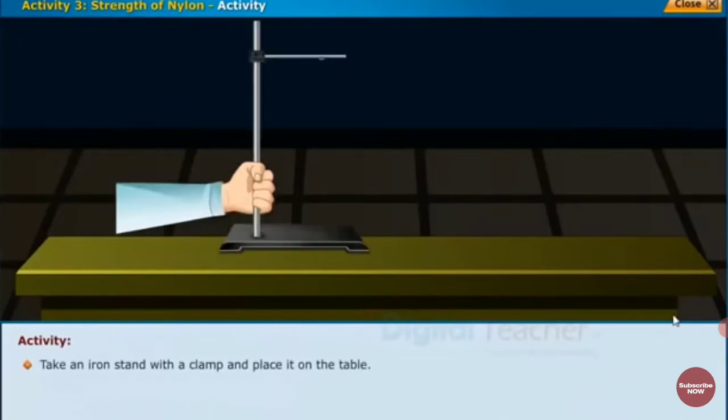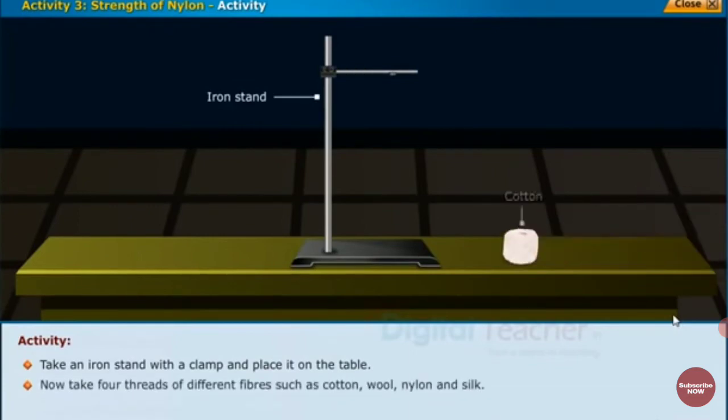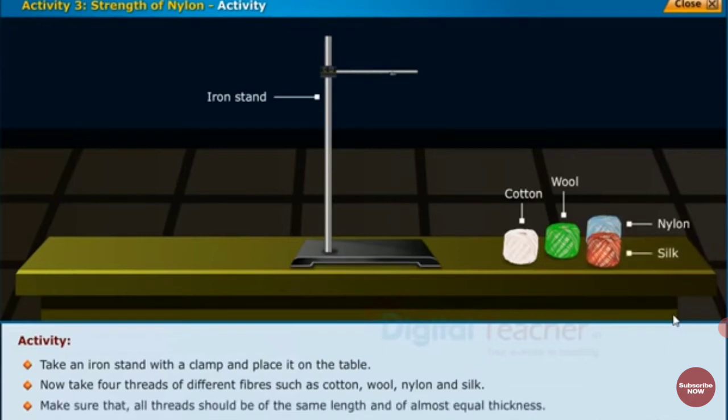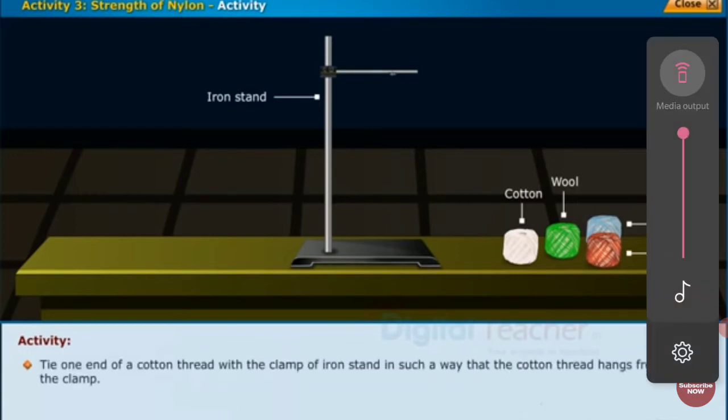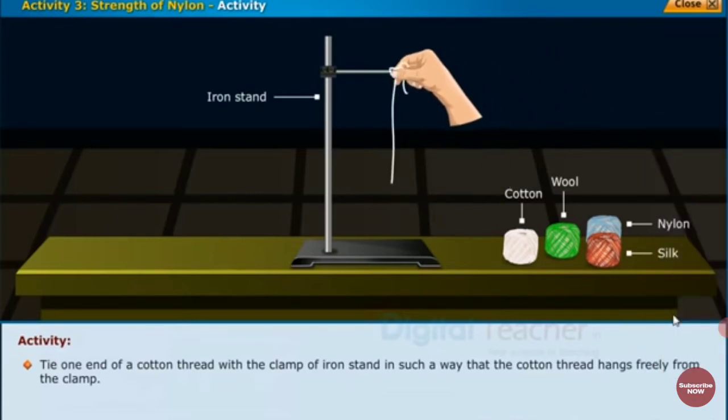Take an iron stand with a clamp and place it on the table. Now take 4 threads of different fibers such as cotton, wool, nylon and silk. Make sure that all threads are of the same length and of almost equal thickness. Tie one end of a cotton thread to the clamp of the iron stand in such a way that the cotton thread hangs freely from the clamp.